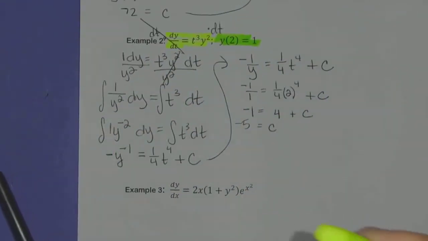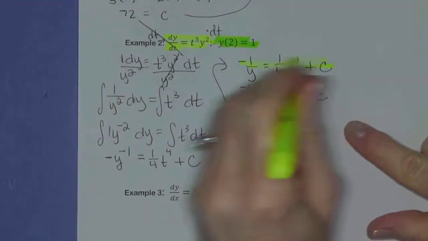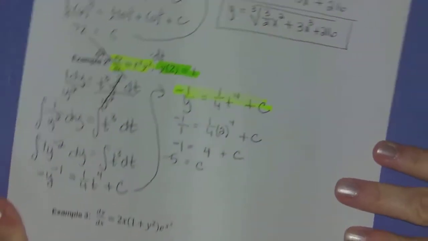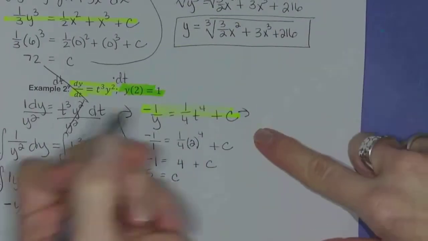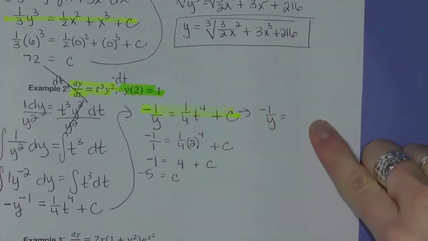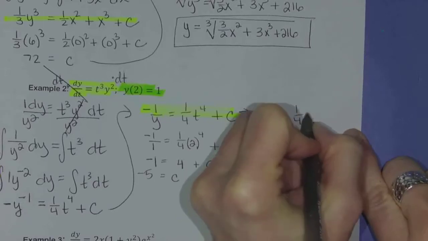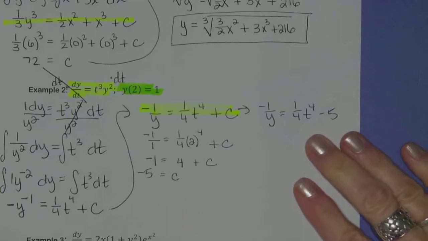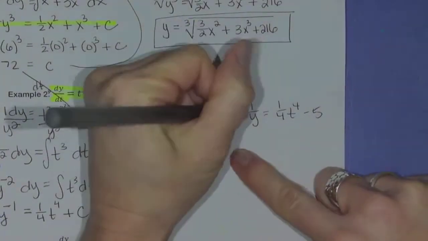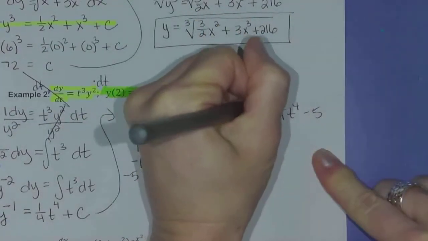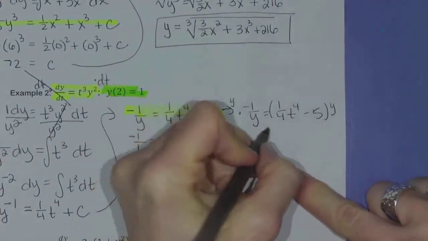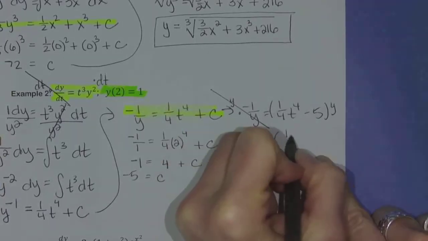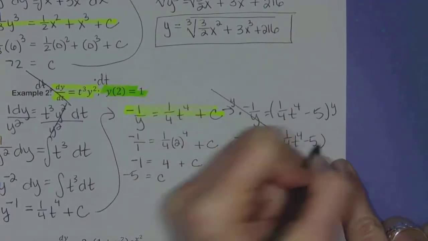So going back to this equation right here, I'm going to plug my c in. So I've got negative 1 over y equals 1/4 t to the fourth minus 5. And now all that's left is to solve for y. So what I'm going to actually do here is multiply both sides by y, which will cancel these out and give me negative 1 equals y times 1/4 t to the fourth minus 5.